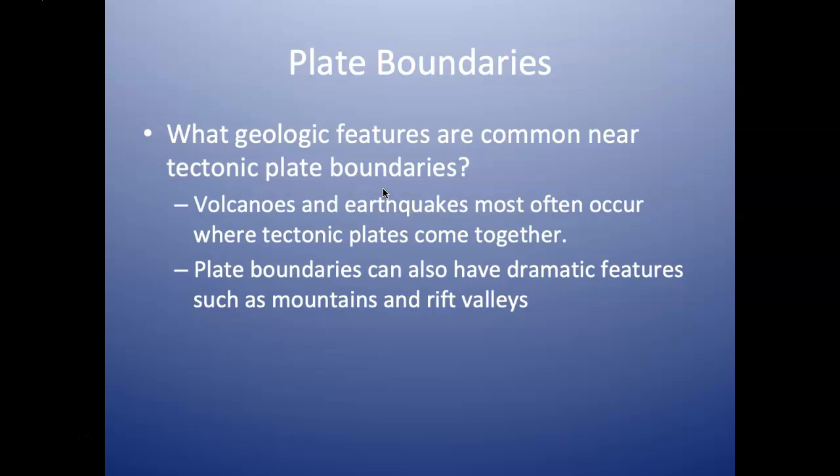Plate boundaries can also have dramatic features. When we get 2 continental plates colliding with each other, we usually get huge mountain ranges, and then we usually have rift valleys form where they start to pull apart or away from each other.